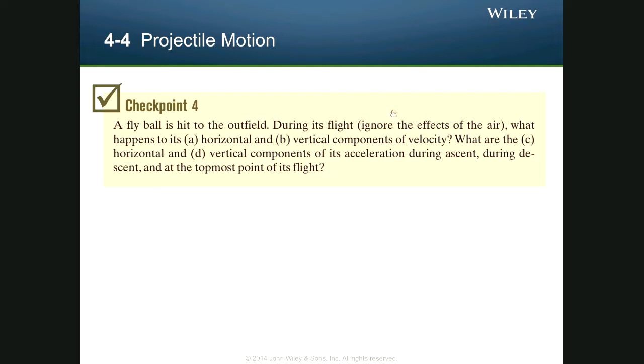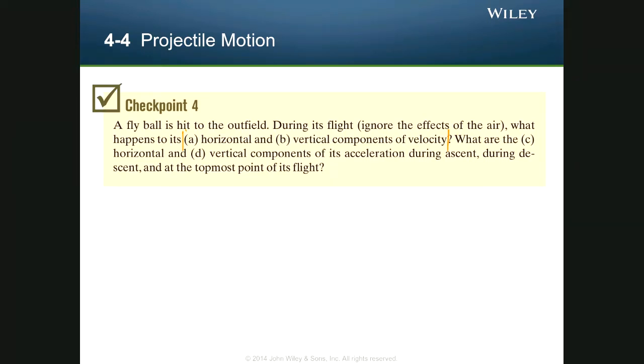Okay, this is one of those word vomit checkpoints that has a lot of words. So let's recast the question in terms of something that makes sense. We're just going to do A and B, velocity first, and then we'll do acceleration. So how I would write this up is I'd say, okay, we want to know what happens to its horizontal components of velocity, question mark, what happens to its velocity during what conditions, right?